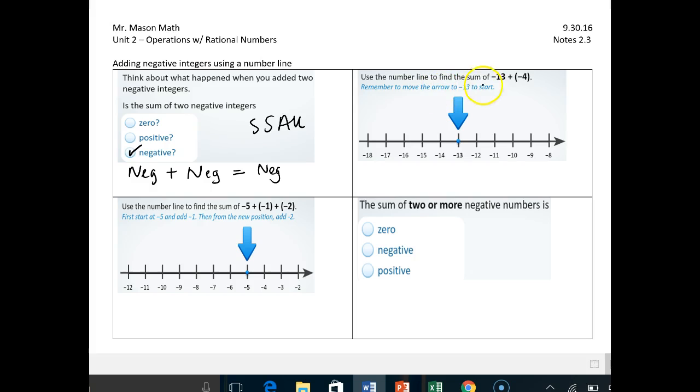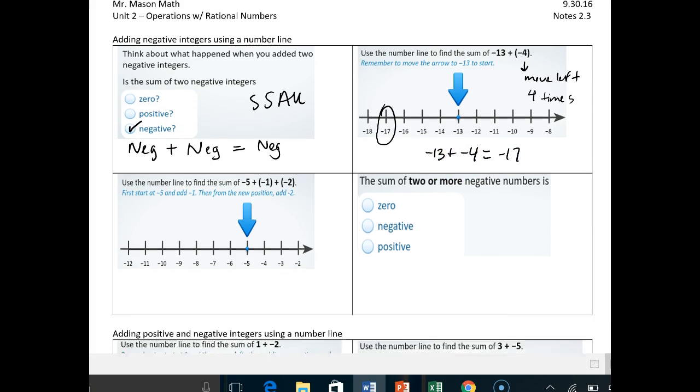So let's use the number line to find the sum of negative 13 plus negative 4. So we start at negative 13, and this tells us, okay, we just need to move left 4 times. We need to get more negative. So in doing that, we just end up 1, 2, 3, 4, at negative 17. So negative 13 plus negative 4 is an example of same signs. I add, keep the sign, negative 17.